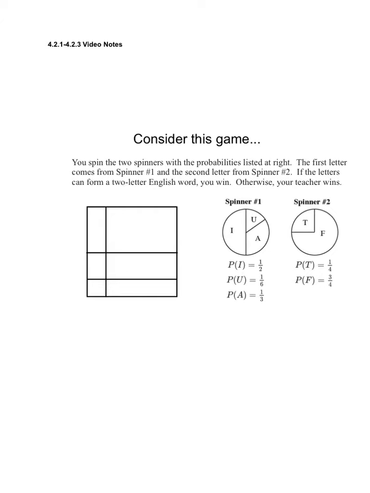Okay, so the first thing I need to check before I do this area diagram is that these are independent. That is, when I spin spinner 1, does that have any effect on what I'm going to get for spinner 2? The answer is no. There's no correlation between what happens with spinner 1 and what happens with spinner 2. These are entirely independent of each other.